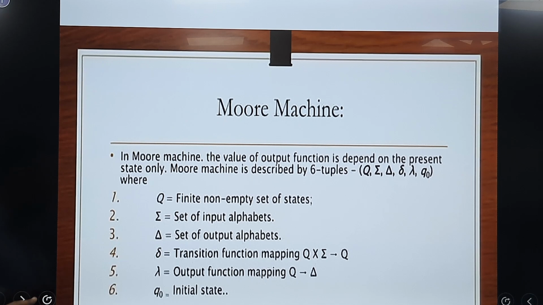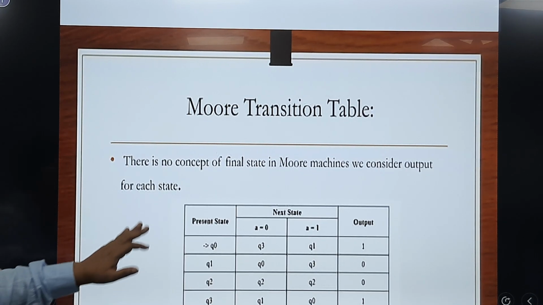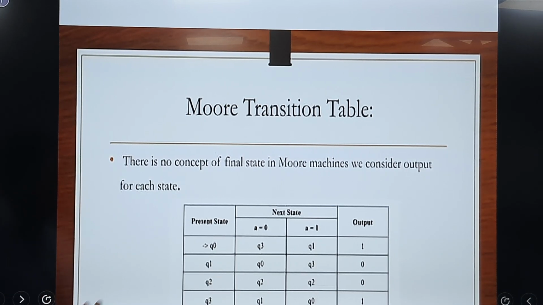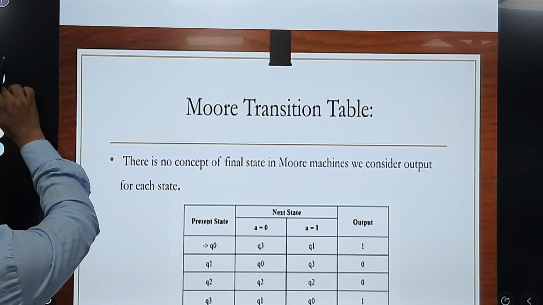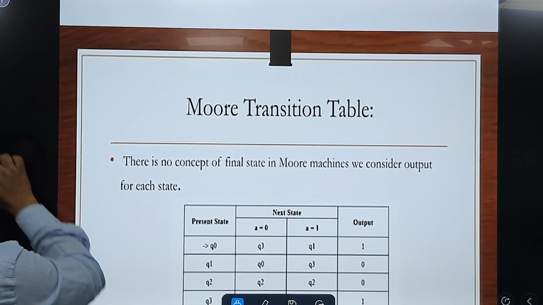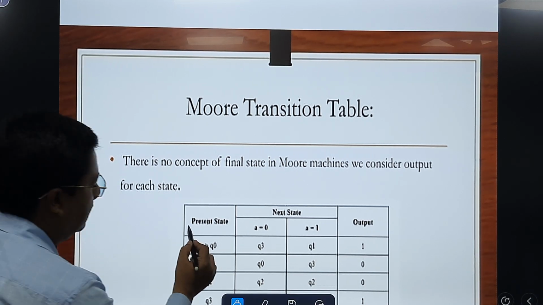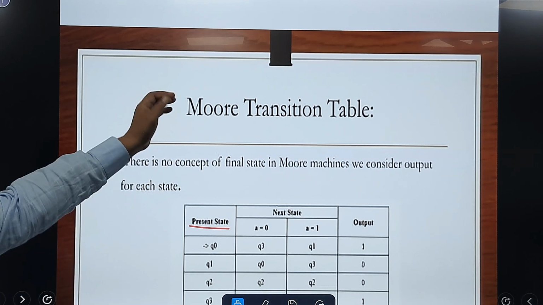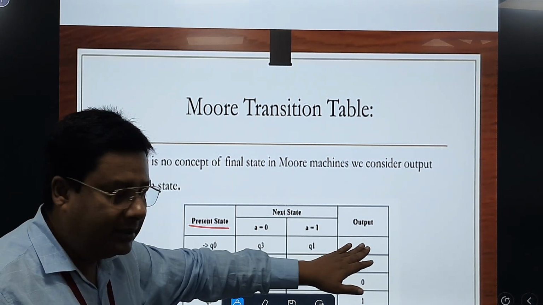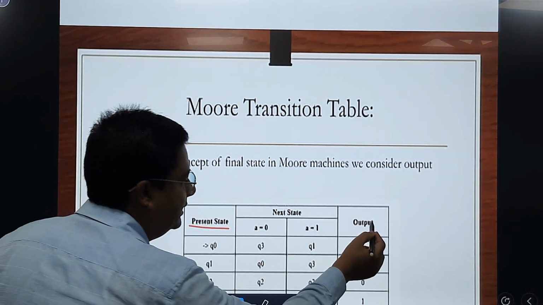What is happening here? See, this is the Moore machine. In the Moore machine, what are we doing? In the Moore machine, the present state and the next state and output is only 1.